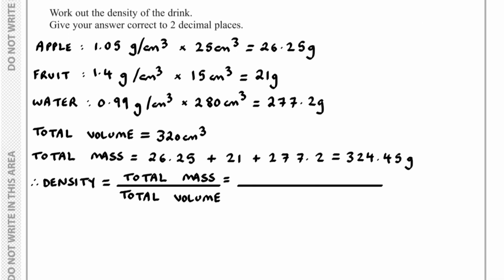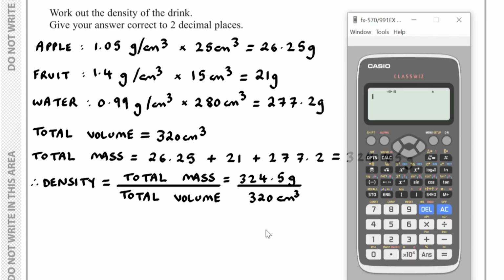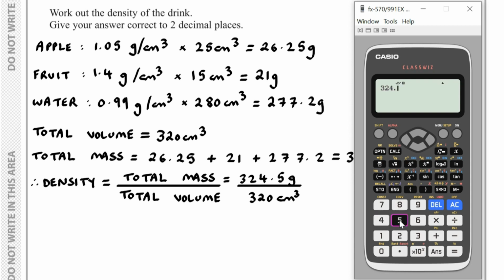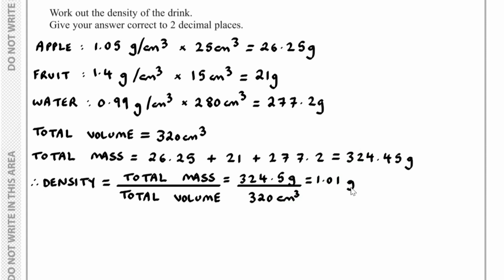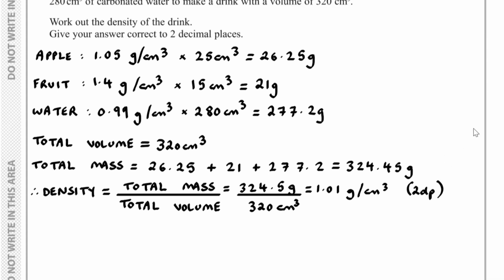So the density is given by the total mass divided by the total volume. So we've got 324.5 grams divided by 320 centimeters cubed. So we get 1.01 grams per centimeters cubed. And that's given to 2 decimal places.